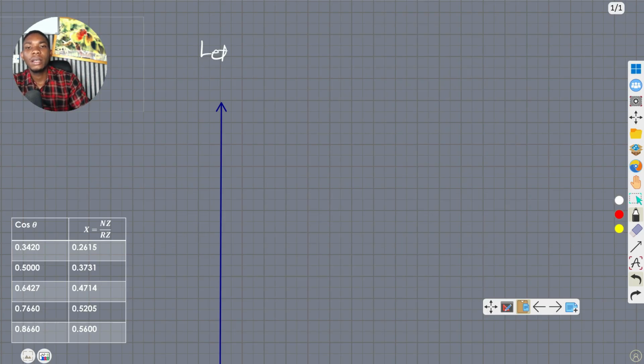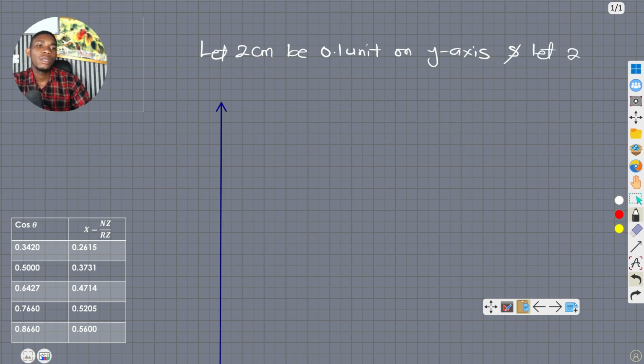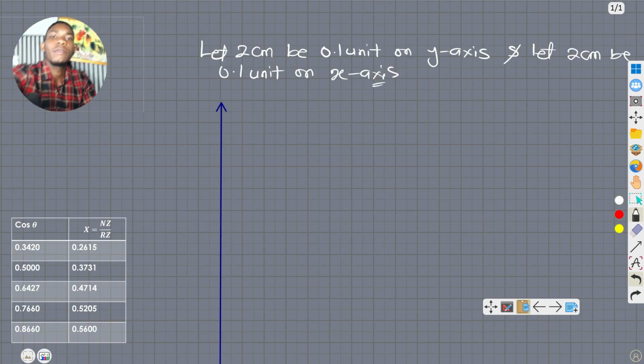You can take 0.2 in your note, or you can take 2 centimeter in your note. So you can say let 2 centimeter be 0.1 unit on the y-axis, and then when you come to the x-axis, you can also say let 2 centimeter be 0.1 unit on the x-axis.